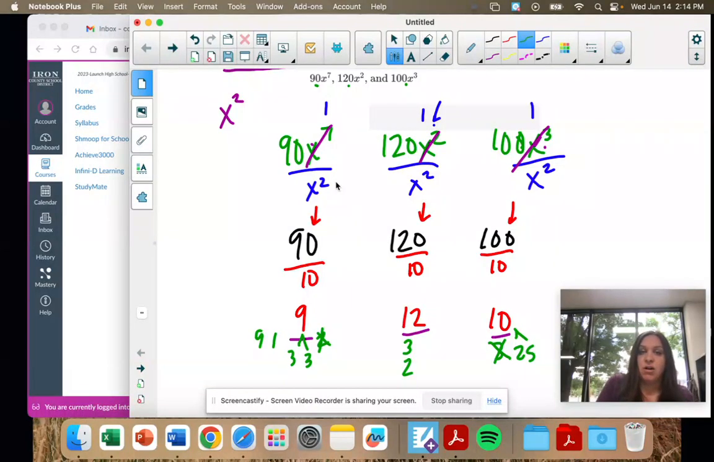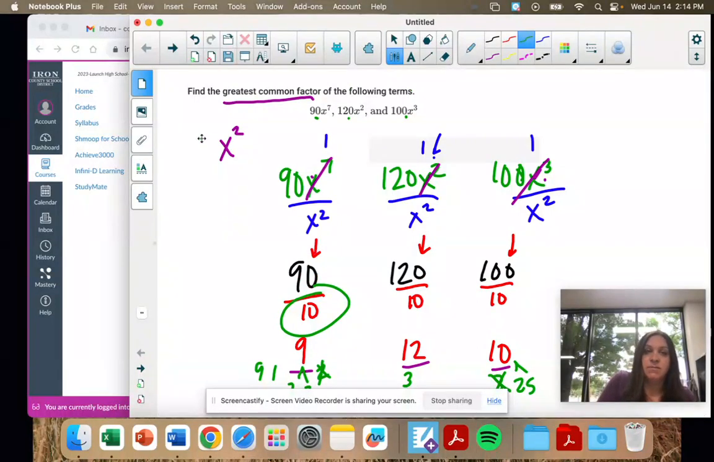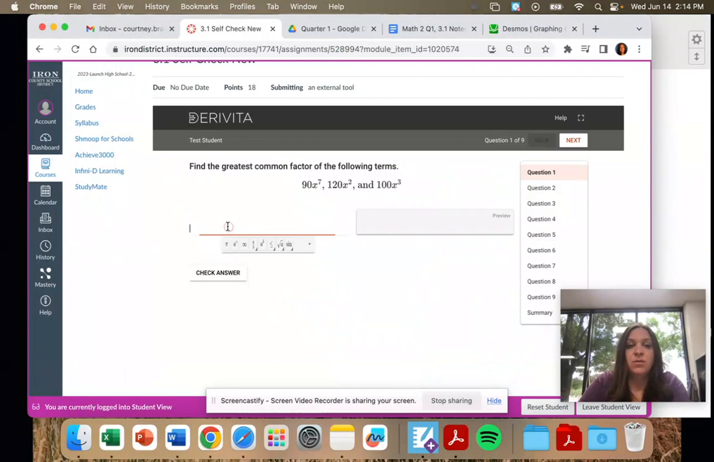So our greatest number that we can divide by is 10. So our greatest common factor would be 10x squared. That's the most that I can take away from all 3 terms.